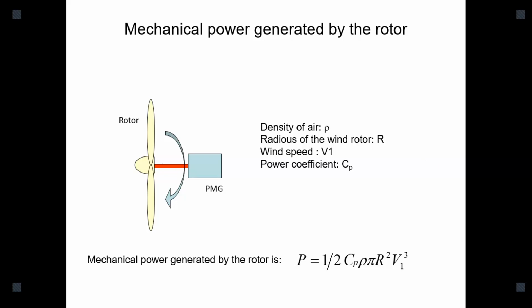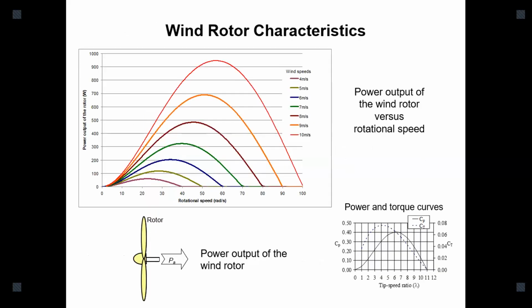Now, this is the mechanical power generated by a rotor. However, now the rotor characteristics. The real rotor characteristics are like that. You can see here. Now, actually, there is one other parameter I can come to with you. What's another parameter? We are calling that the tip speed ratio.